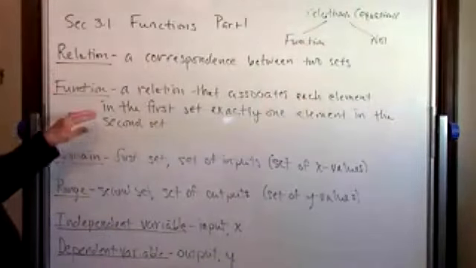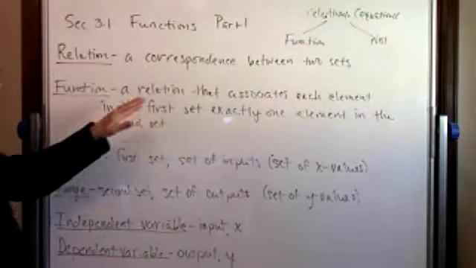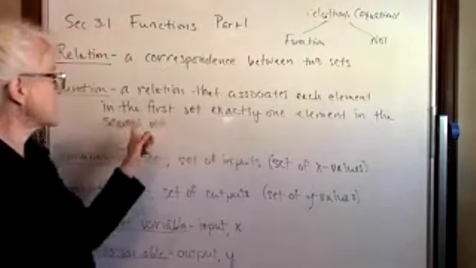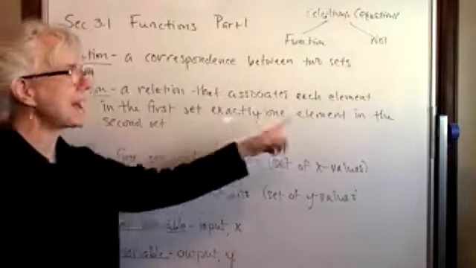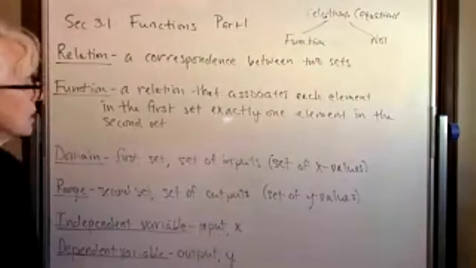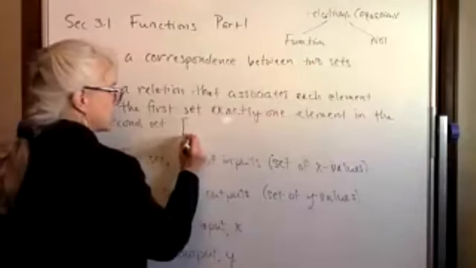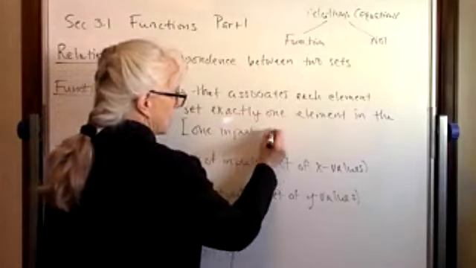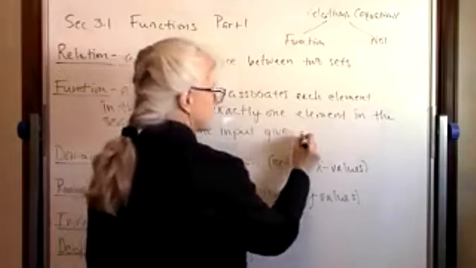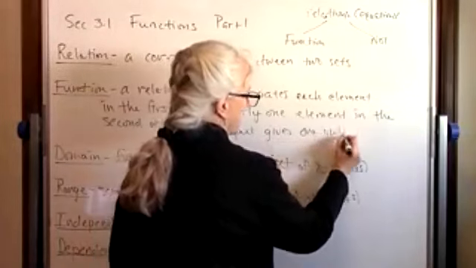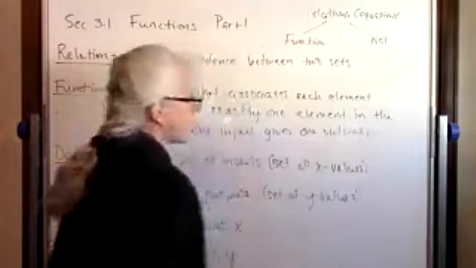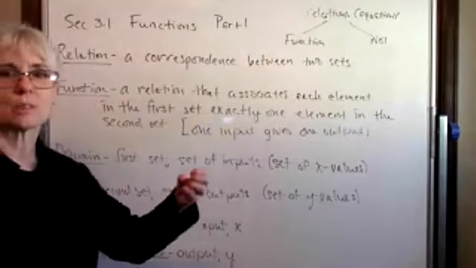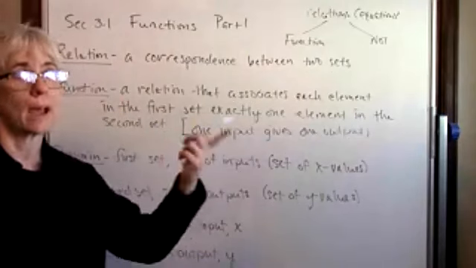So the definition of a function according to your textbook is it's a relation, so it's an equation, that associates each element in the first set exactly one element in the second set. So the way I like to think about this is one input gives one output. And that's the way I like to think about it. It's a layman's definition of a function. Each input corresponds to exactly one and only one output.